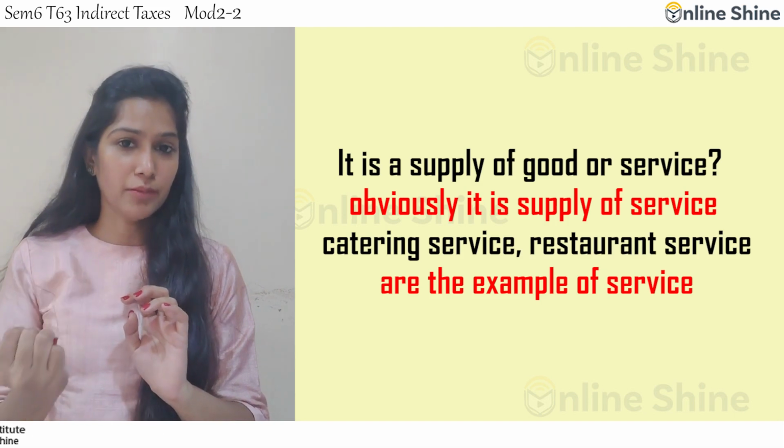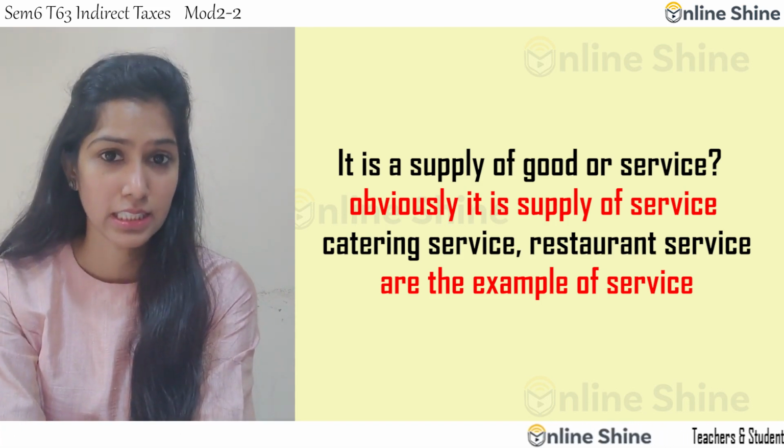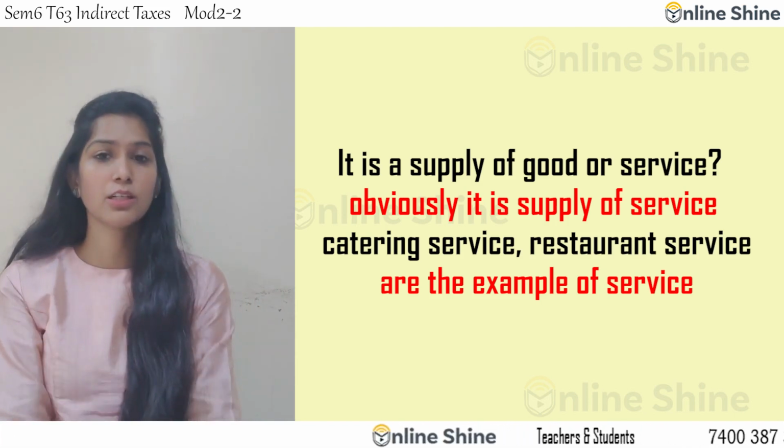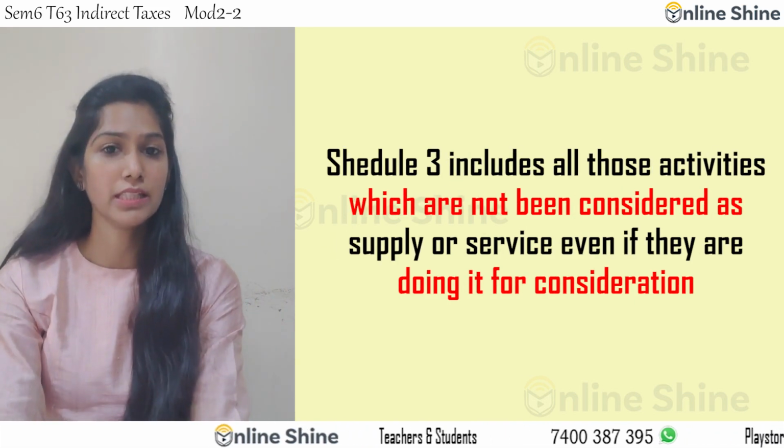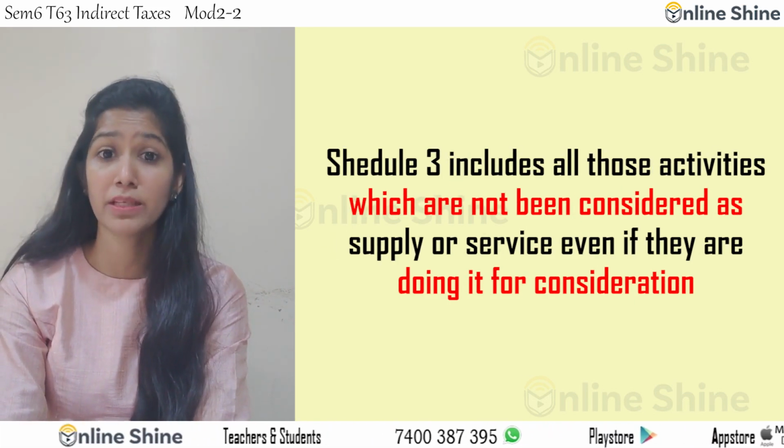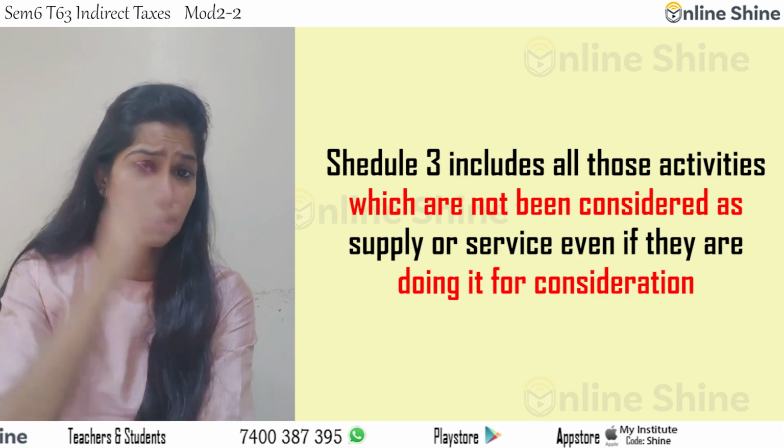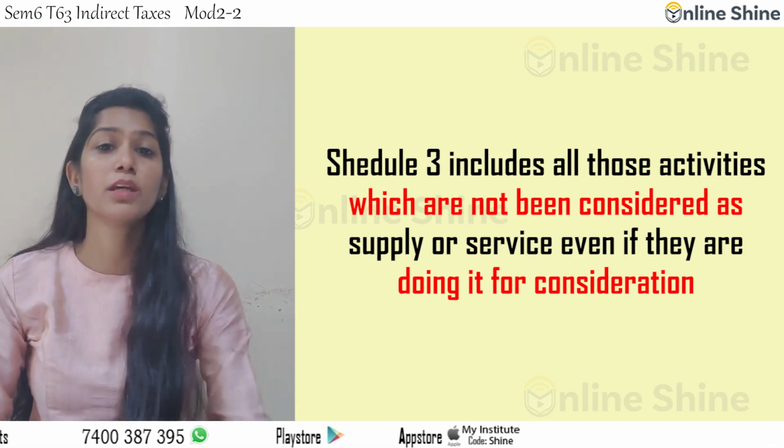Now we have schedule 3. What does schedule 3 say? Schedule 3 is very easy to understand. Schedule 3 means all those activities which are not being considered as supply of goods nor as services, even if we are doing it for consideration. Okay, which are they?